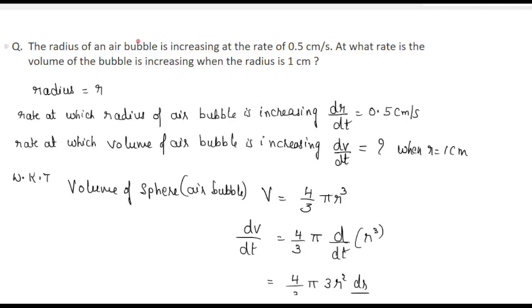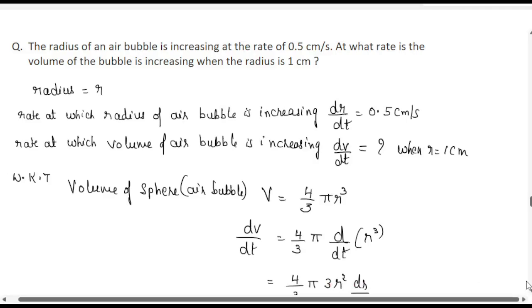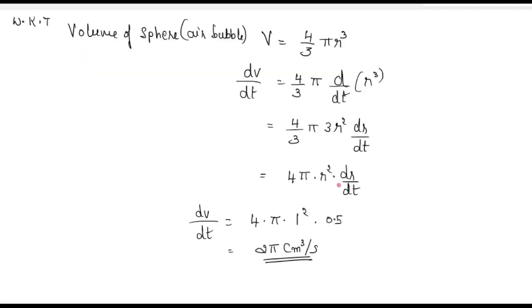Since the air bubble is in the form of a sphere, we need to know the formula for volume of sphere. Volume of sphere V equal to 4 by 3 pi r cube. So when we differentiate this, we get 4 by 3 pi is a constant and differentiation of r cube is 3r square dr by dt. Substituting the values of r and dr by dt, we get dv by dt equal to 2 pi centimeter cube per second. This is the answer.